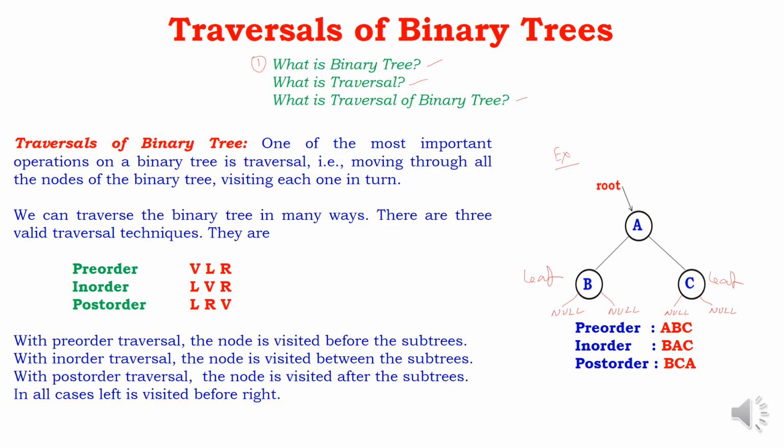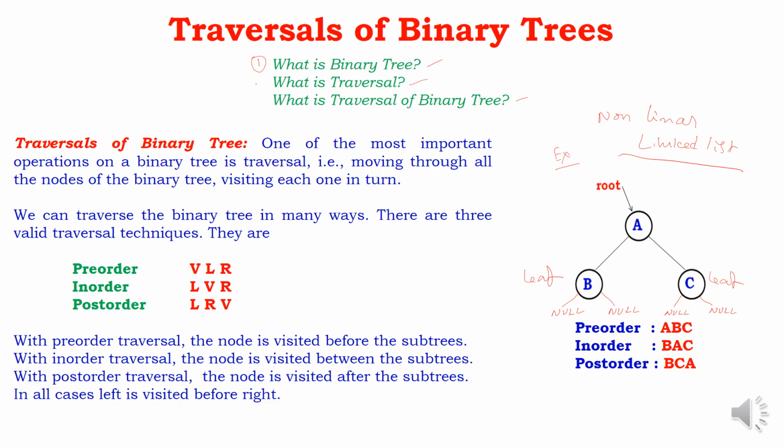Trees or binary trees are non-linear linked lists. It is a linked list, but it is not a linear linked list. It is a non-linear linked list. It is not in a straight line.